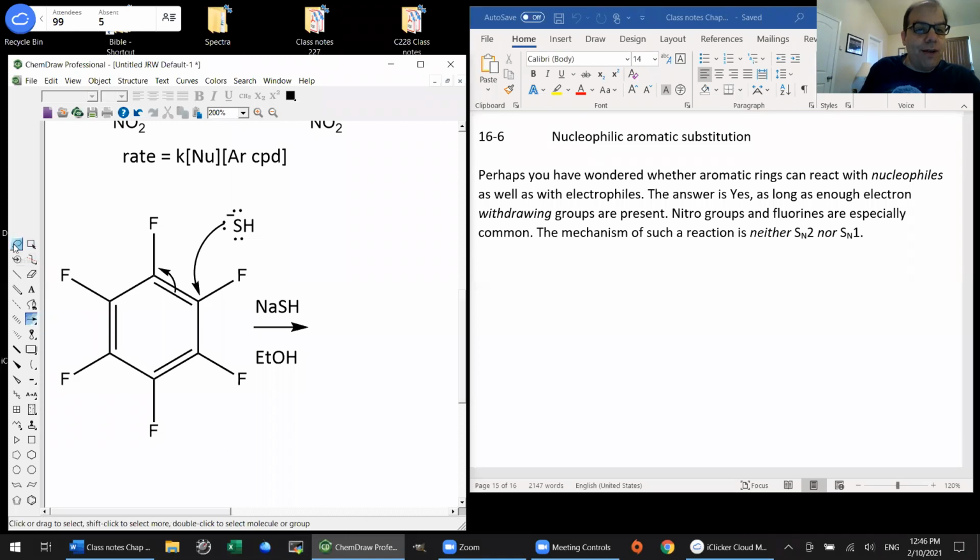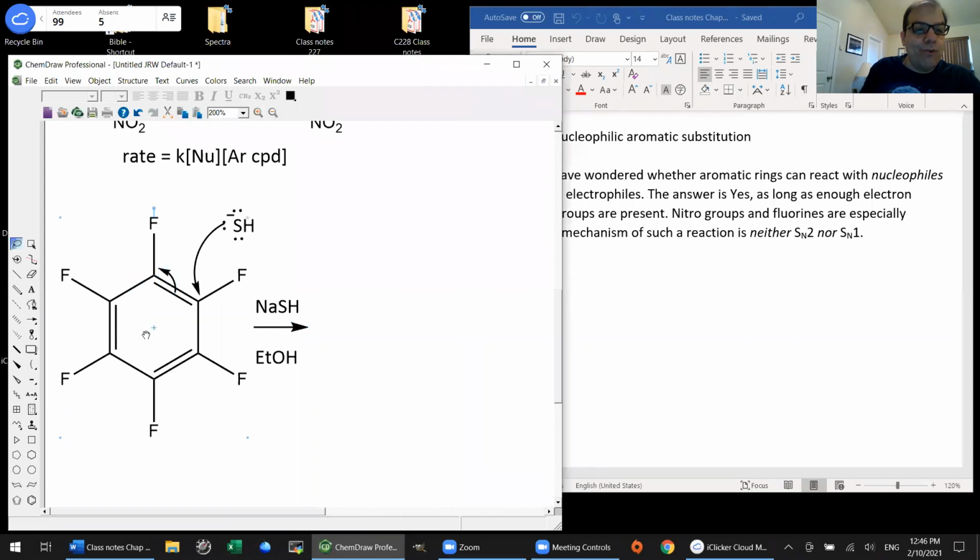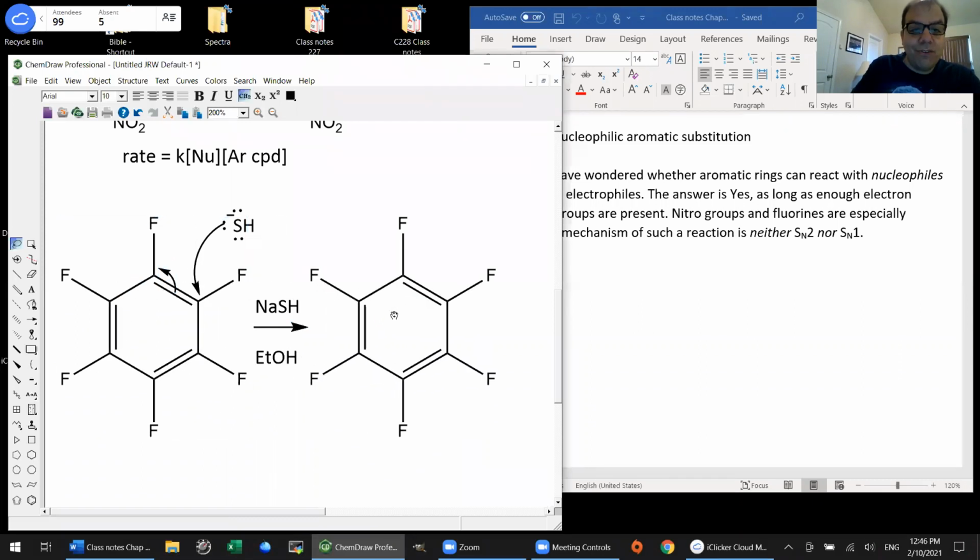And so, just give myself a little more room. I would expect the intermediate would look a little something like this. We've got SH over here, and we'll have our carbanion over here. But like I said, you don't have to put the carbanion here. There's two other choices, both of which are equally correct.